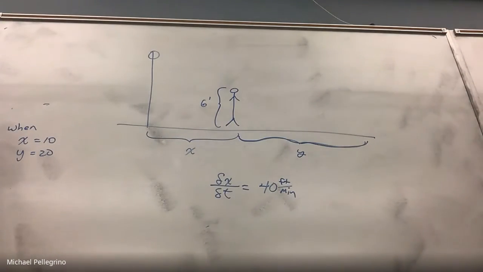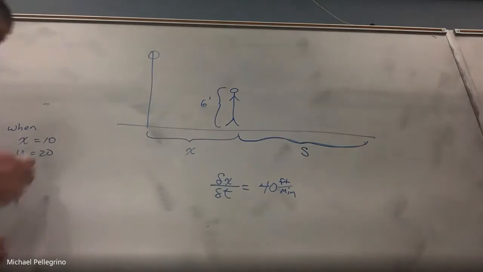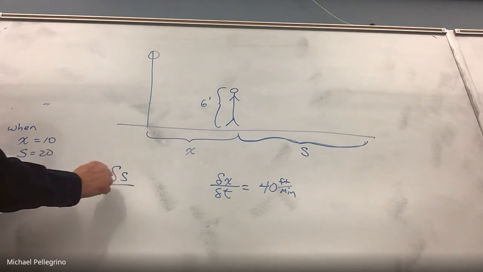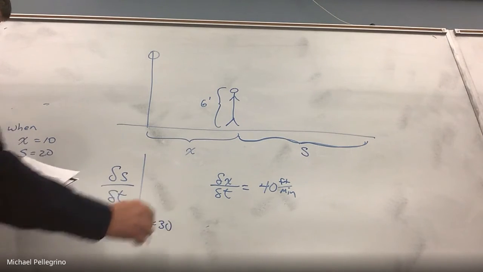I could have called it S. Yeah, I know. I just like Y in my mind. Okay. I'll call it S. It's just a variable. They call it S in this answer key anyway. When he's 30 feet from the lamppost, so you're looking for ds/dt when x equals 30.